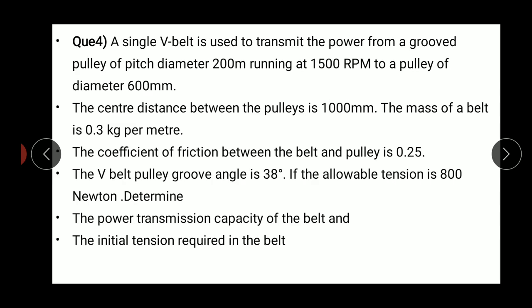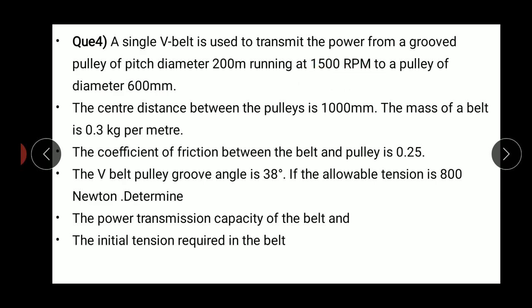So first thing we need to analyze the given data. The pitch diameter of the pulley is 200 mm. It is not meter, it is mm, running at 1500 rpm to a pulley of diameter 600 mm. So one pulley diameter is 200 mm, the other pulley diameter is 600 mm. The driving pulley runs at 1500 rpm.